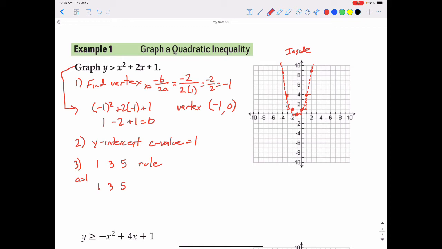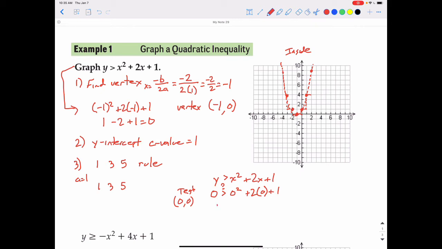And we still do that by using a test point. And remember, a great test point is 0, 0. So going back to the original problem, we're going to test 0, 0. Again, only if 0, 0 is not on the boundary. If it is on the boundary, you've got to pick something else. So replace the x's and y's with zeros. So is 0 greater than 0 squared plus 2 times 0 plus 1? Is that true or false?